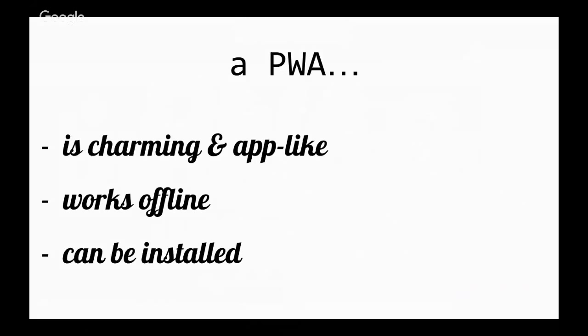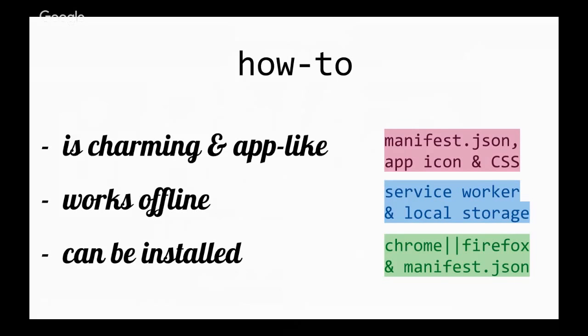But how do we do it? To make it charming and app-like, we will just need a manifest.json, an app icon, and some CSS. I will show you. To work offline, we will need a service worker. I will tell about it later, and some local storage or local cache. And to make it installable, we will need the users to have Chrome or Firefox mobile, and also the manifest.json will enable them to install our progressive web app.